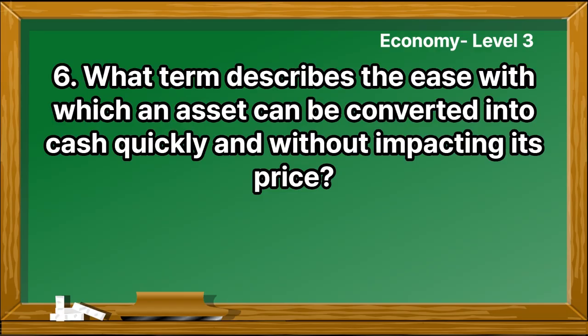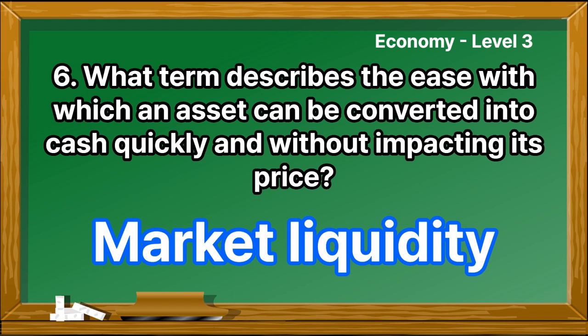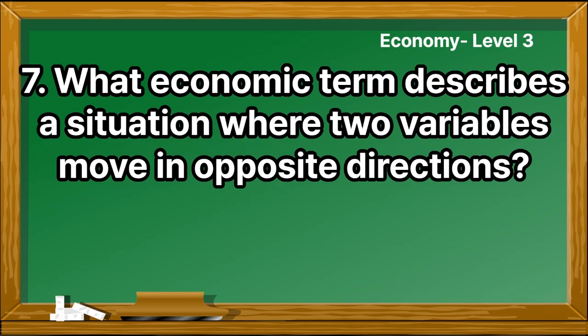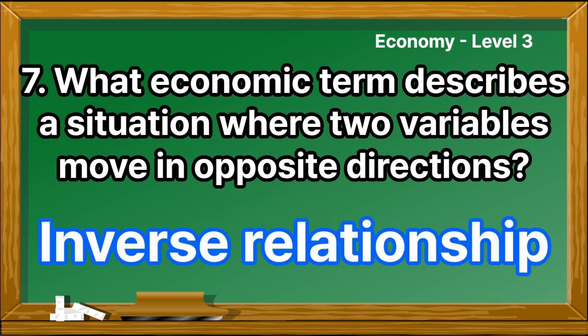What term describes the ease with which an asset can be converted into cash quickly and without impacting its price? Market liquidity. What economic term describes a situation where two variables move in opposite directions? Inverse relationship.